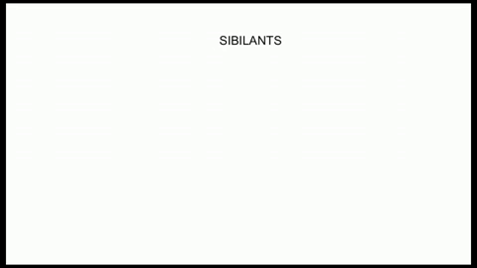A sibilant is a hissing sound. There are 3 kinds of hissing sounds in Sanskrit. The first is a palatal sh. This is the sh of Shiva. The second is a cerebral sh. This is the sh of Krishna. And the final is the dental s.